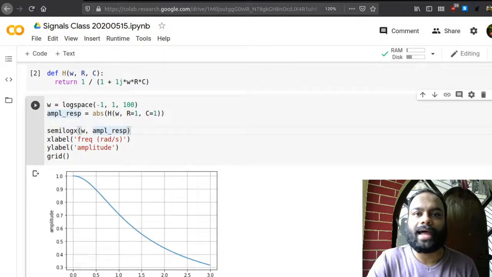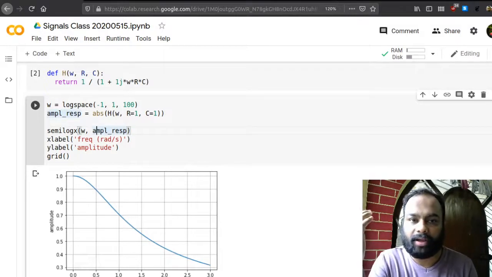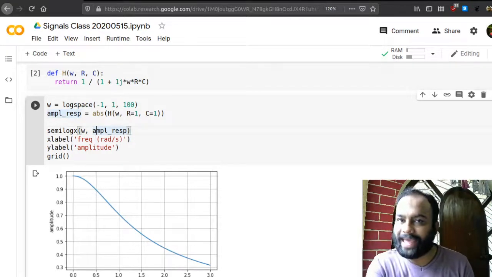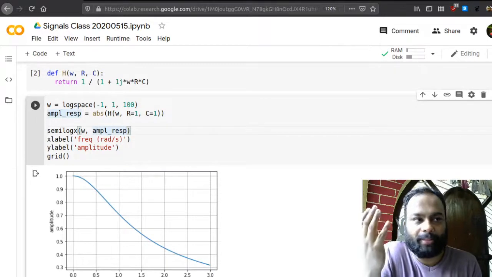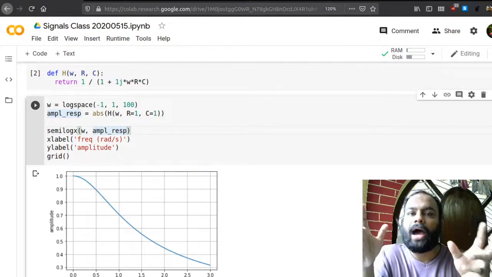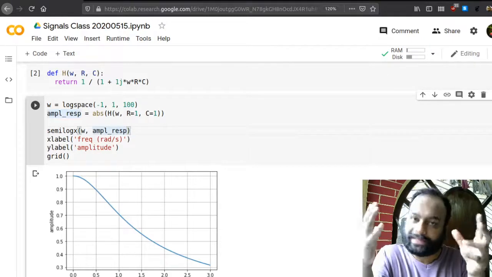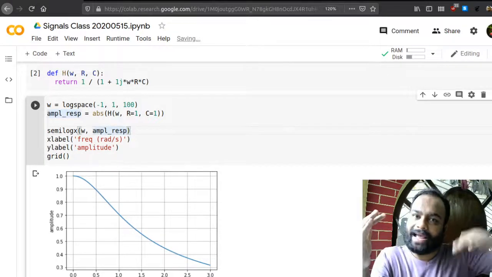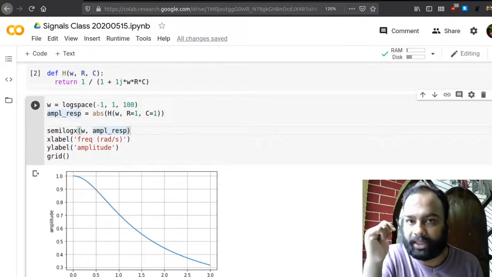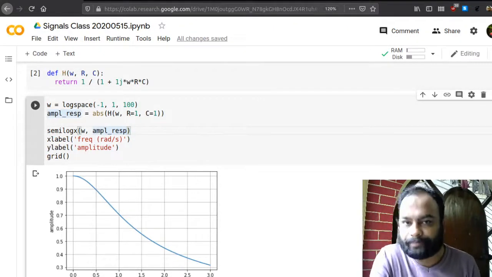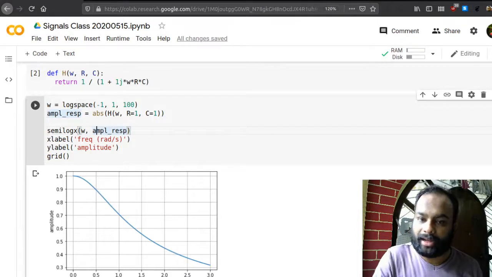It tells Python that I want a semi-logarithmic graph, and there the logarithmic axis needs to be along the x-axis or the horizontal axis. That is the semilog x command. Semilog x gives you a semi-logarithmic graph where the vertical axis is linear but the x-axis, or the horizontal axis, is logarithmic. So semilog x. Okay, the same thing will remain.